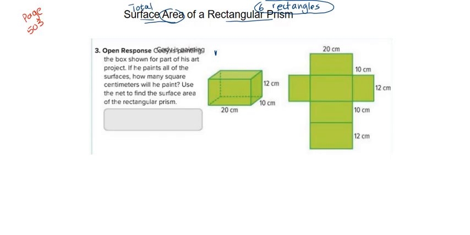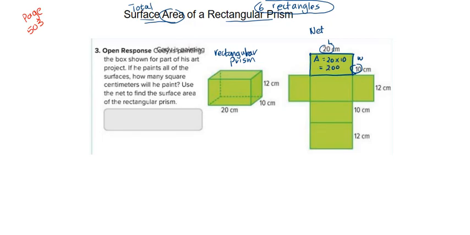This is the rectangular prism that you're given here first, and next to it is the net. So you can just use the net if you want to find the surface area, which is the areas of all the rectangles. So you can start with the first rectangle here. Remember, area for a rectangle is just length times width. So you can see the dimensions are 20 by 10. So the area of this rectangle is just 20 times 10, which is 200.